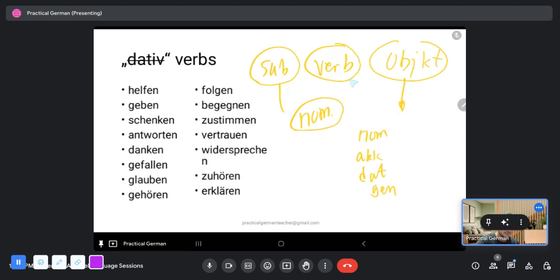So the object will be nominative for nominative verbs, and there are just 3 to 4 verbs. For example, sein, heißen, werden. These 3 verbs, if you remember. Whenever you're using these 3 verbs, the object will be nominative. Accusative by default. Okay, by default. If you don't know what it is, go with accusative.